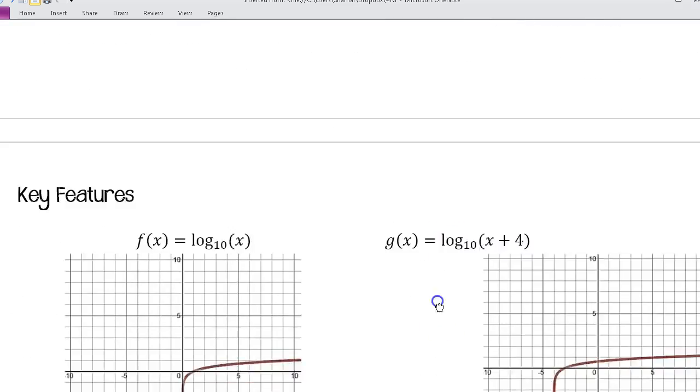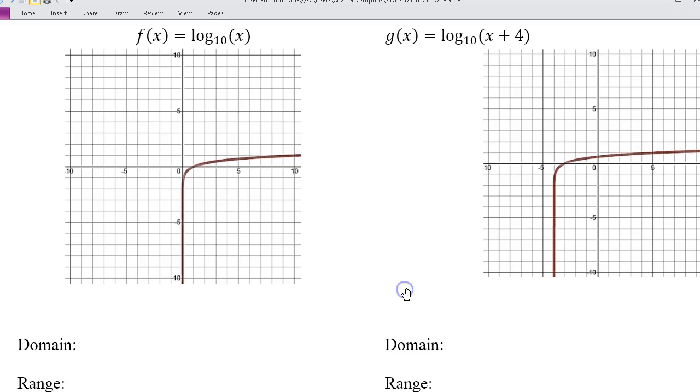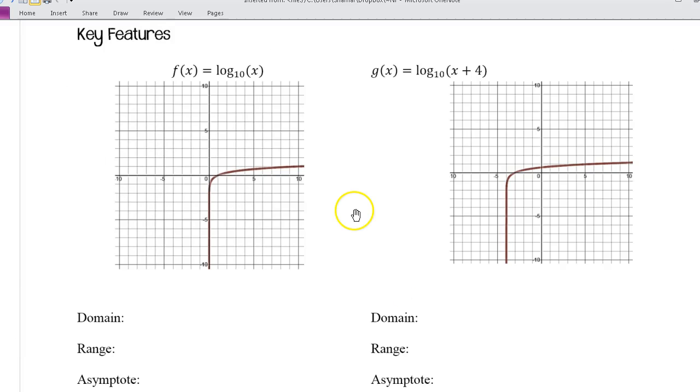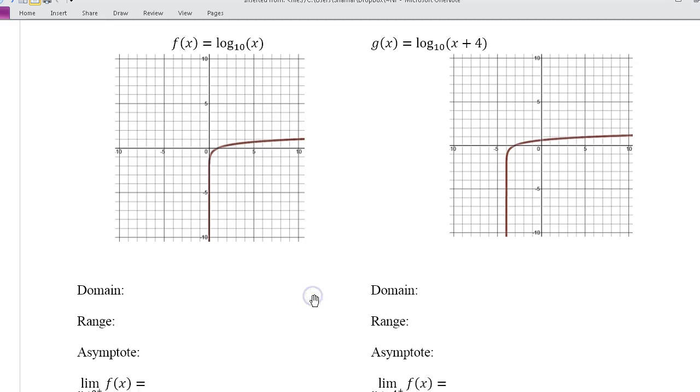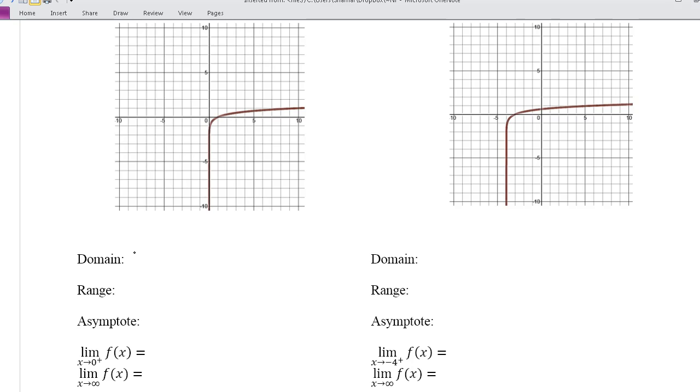Alright, so moving on to the key features of log graphs. You can see here for the first problem we've got f of x equals the log base 10 of x. And the behavior that we're looking at is the domain, the range, asymptote, and then we have this weird limit notation. We have this limit and we have an x with a little arrow and then a plus sign at the top of it, which looks sort of like an exponent. And then we have the limit as x goes with this arrow here to infinity. So we'll talk about those in a minute after we talk about domain and range.